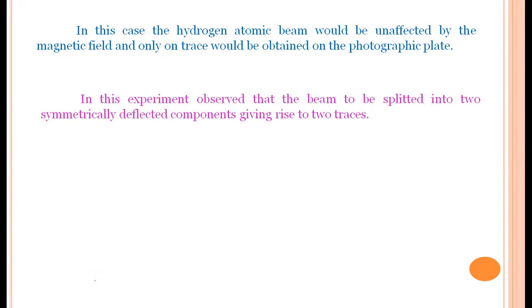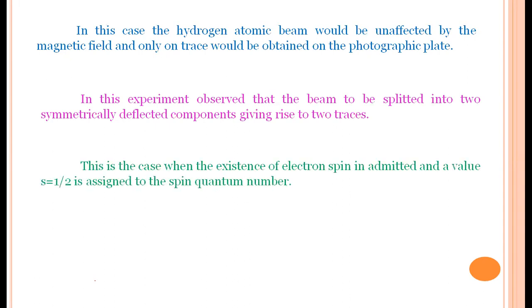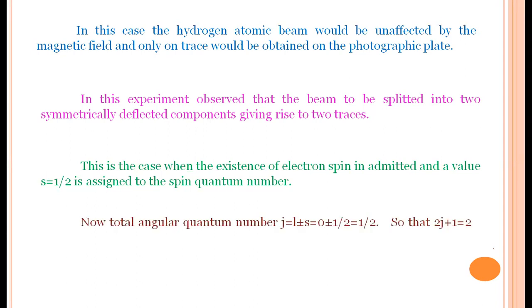So Uhlenbeck and Goudsmit proposed that each electron has spin half. Then what happens? If spin is half, the total angular momentum quantum number J is equal to L plus S. L is equal to zero and S is equal to half, so J is equal to half. Then 2J plus 1 is equal to 2 into half plus 1. 2 into half is 1, and 1 plus 1 is 2.